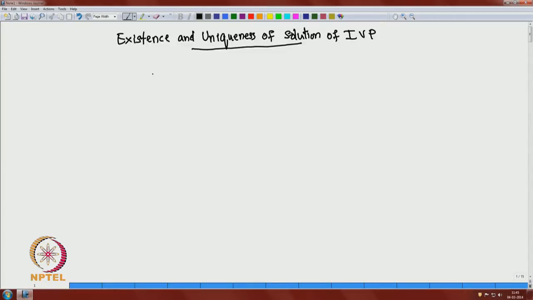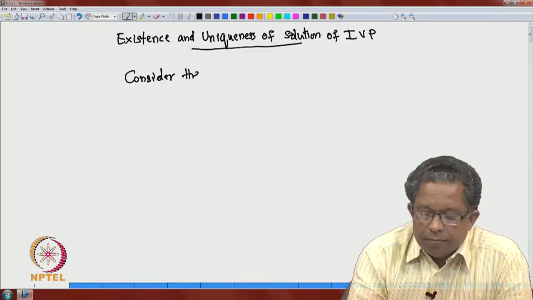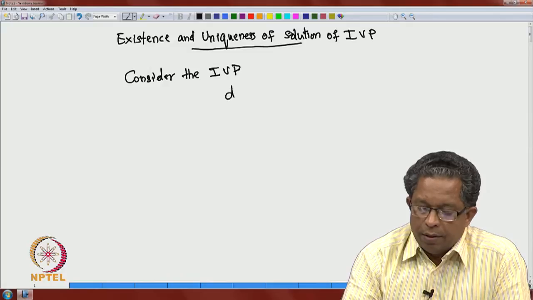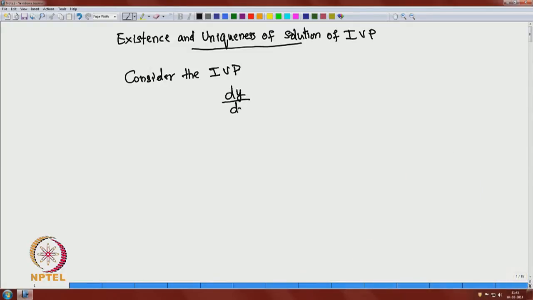So, consider the initial value problem given by the first order differential equation dy by dx is equal to f of x comma y, with the initial condition y at x0 is y0.